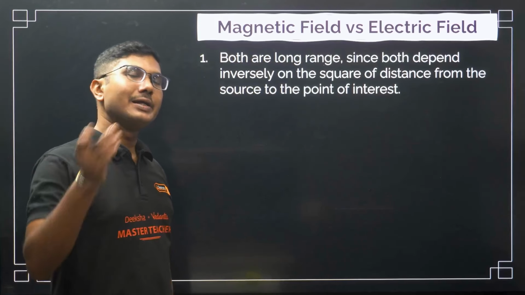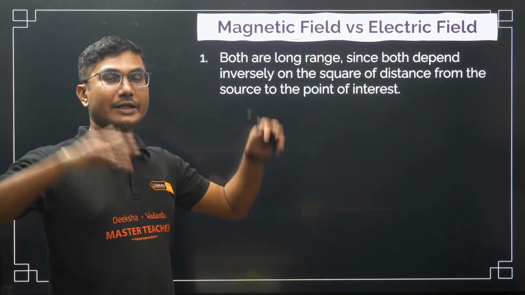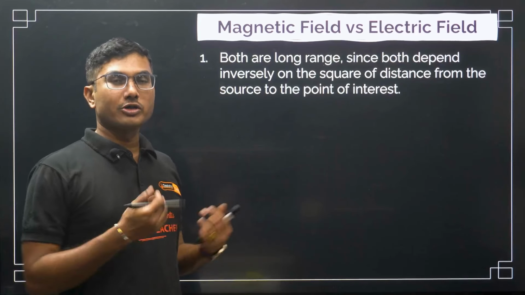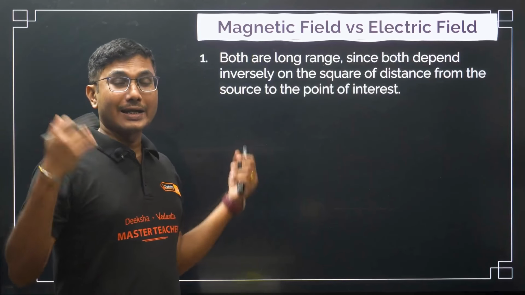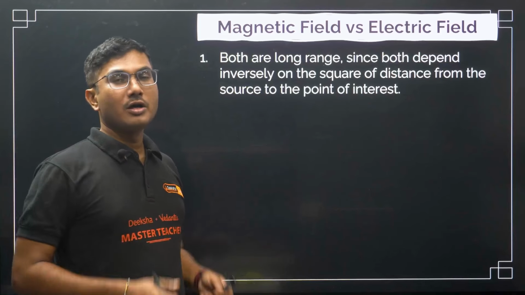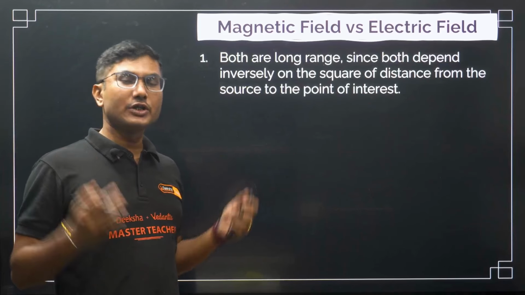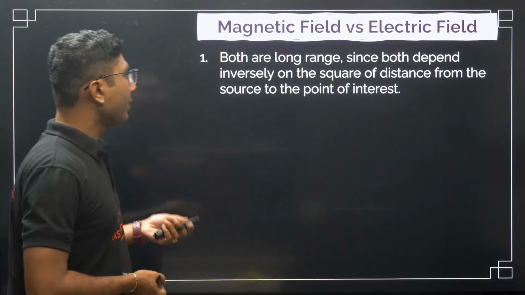Earth's magnetic field extends way beyond the surface of the earth, and it is protecting us from all the harmful cosmic rays coming towards us. It acts as a protecting shield because it is very long range. That's why it can protect us. If it was very short range, we may not be able to survive on earth.